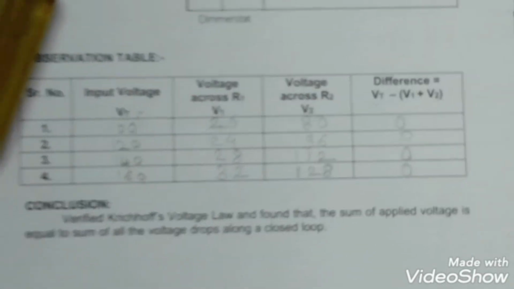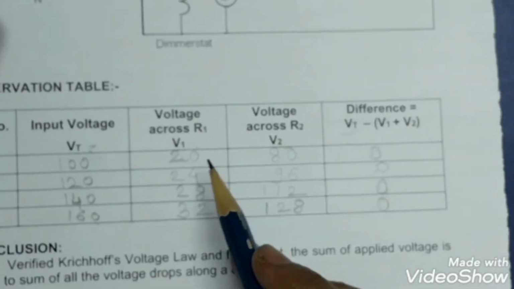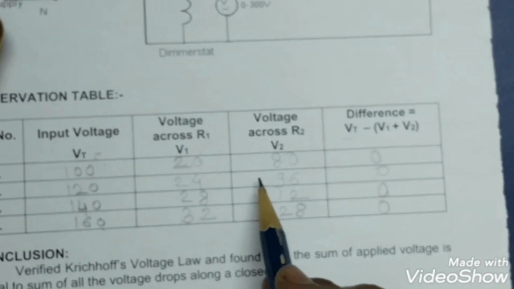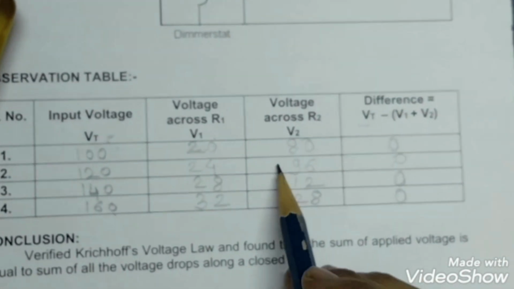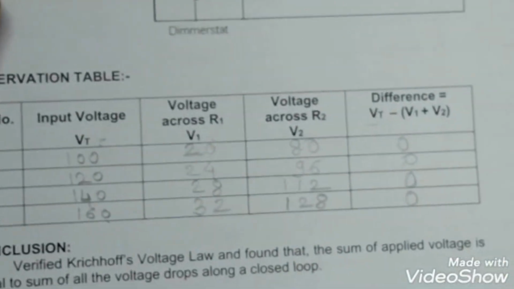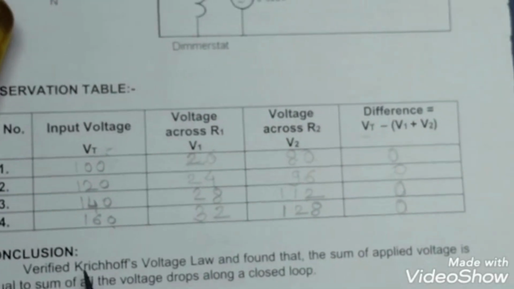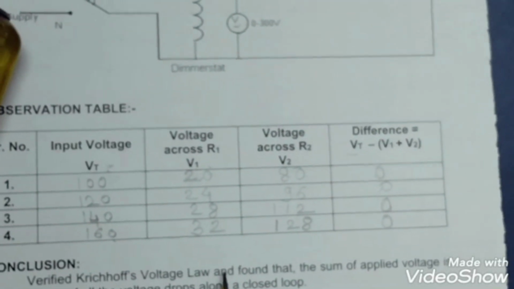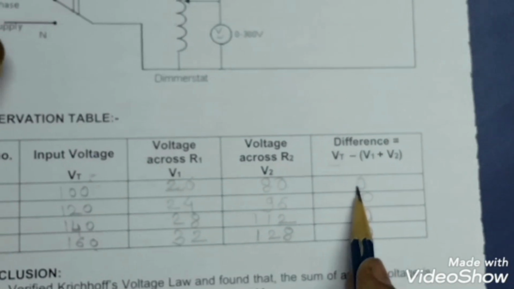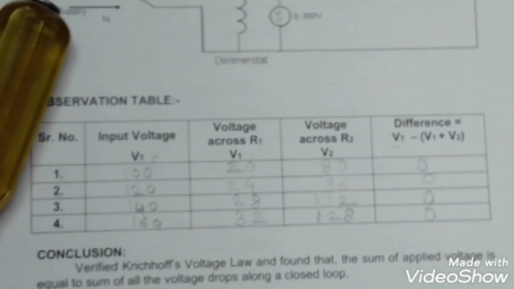Just note down these readings, calculate and verify. Hence you have proved here that summation of V is equal to 0. Okay, thank you.